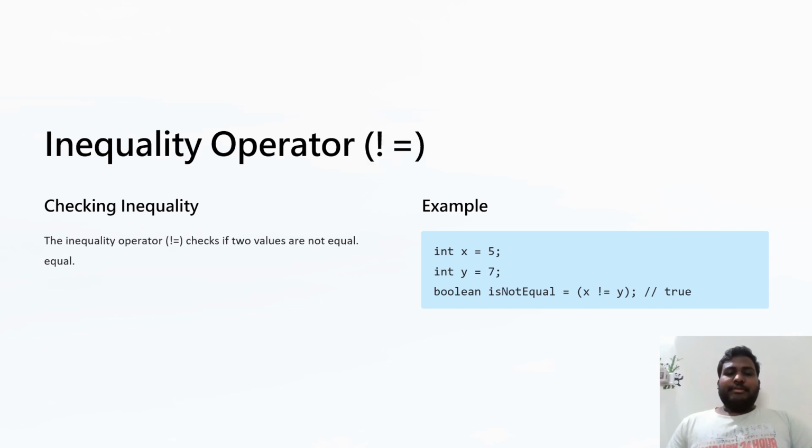Coming to the not-equal operator, it is denoted by an exclamation mark and equals sign. It returns true only if the values are not equal, and if they are equal, it returns false. Here we can see it is the opposite of equality. As an example, x equals 5 and y equals 7, which are not equal, so the answer stored in the Boolean isNotEqual is true.